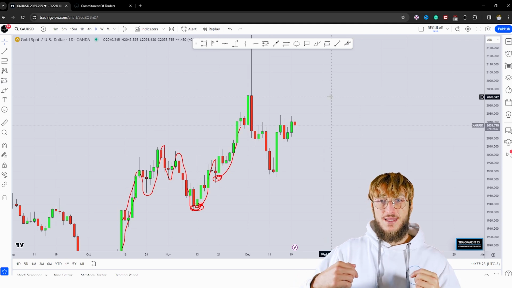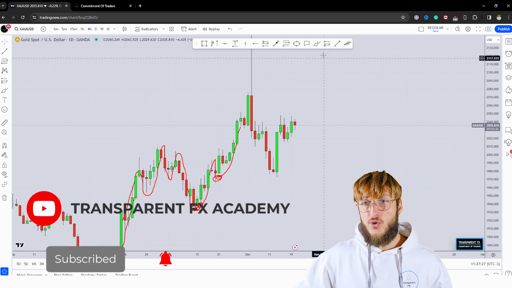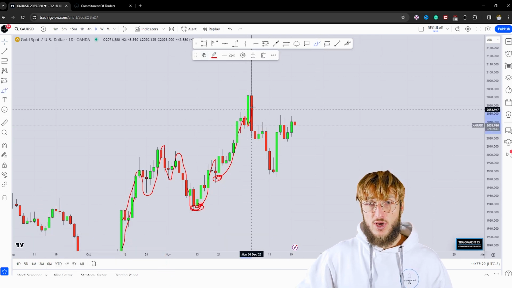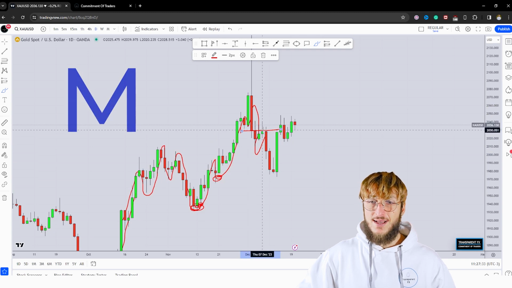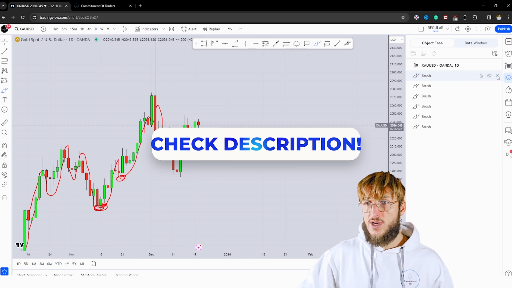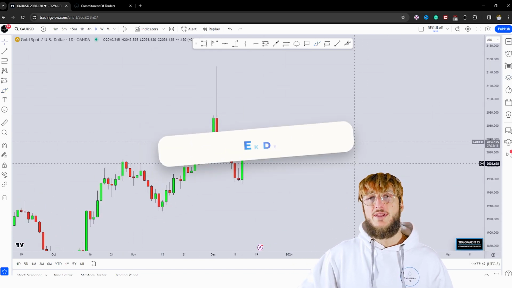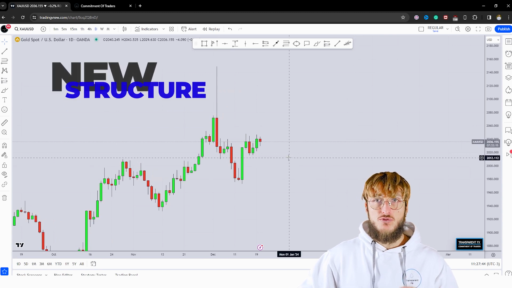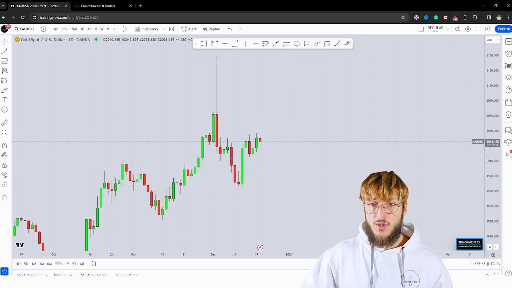And by the way, I will link in description all these previous analyses, so you can go and check them out for more free education. I also spoke about it after this M pattern, explained all the reasons for which we could expect the completion at the neckline. And again, that is exactly what the market did. You find all of these previous analyses in description for more free education. But at the moment, the market has created new structure. So it's definitely time for an update, which is exactly what we will be doing now.